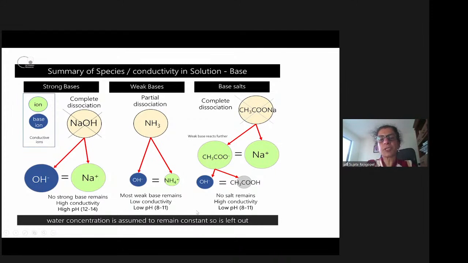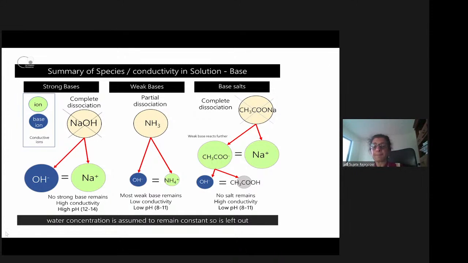Now the summary of species in base. Strong bases. So strong base, sodium hydroxide. See that because it's a base, it has to have OH minus, and then it's sodium ions. Weak bases, NH3. It will dissociate into OH minus and NH4 plus. And here, it doesn't completely dissociate in water, therefore some molecules are still left, so they have a low conductivity and their pH is lower, between 8 to 11, whereas the strong bases have a high pH between 12 to 14.